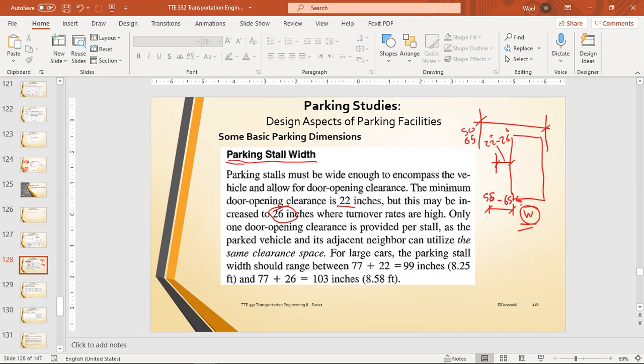Here what it says, but it may be increased to 26 inches where turnover rates are high.